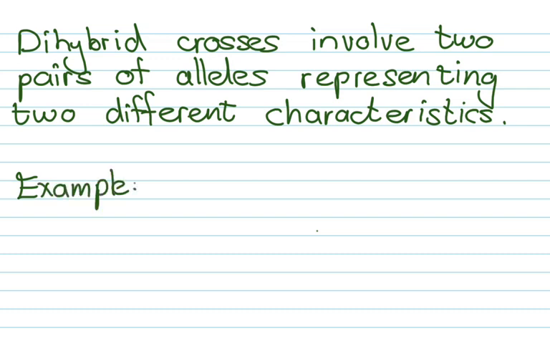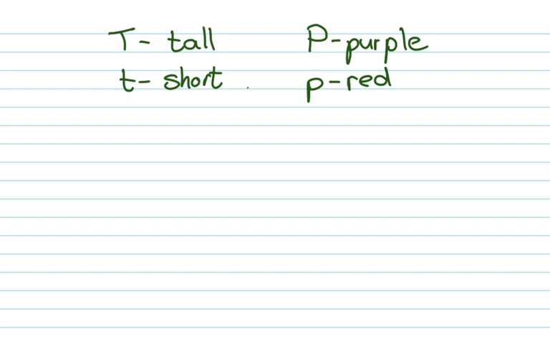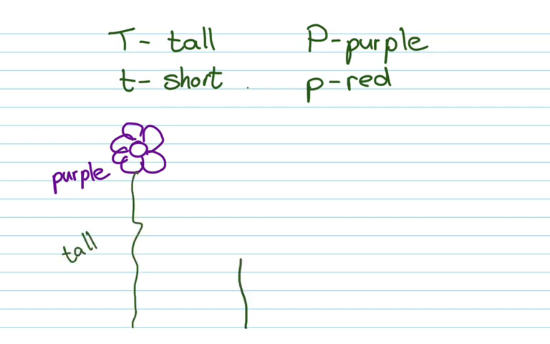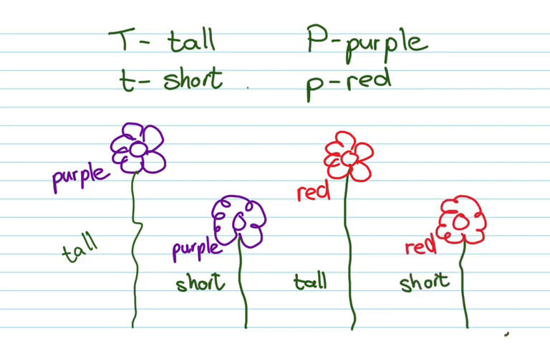Now, the example we're going to use in this particular video has to do with the length of a plant and with the flower color. So we're going to be making use of tall and short, purple and red. Now, what the law of independent assortment basically means is that these characteristics are not linked to each other. So it is possible to have a purple flower with a tall stem, but also a purple flower with a short stem. And the same way we can have a tall plant with red flowers and a short plant with red flowers, because the purple isn't linked to tall or short, just like the tall isn't linked to red or purple.